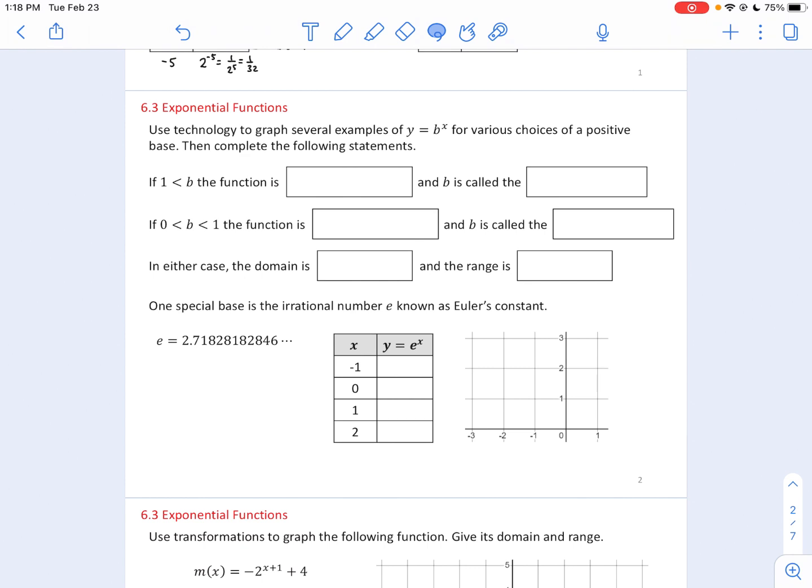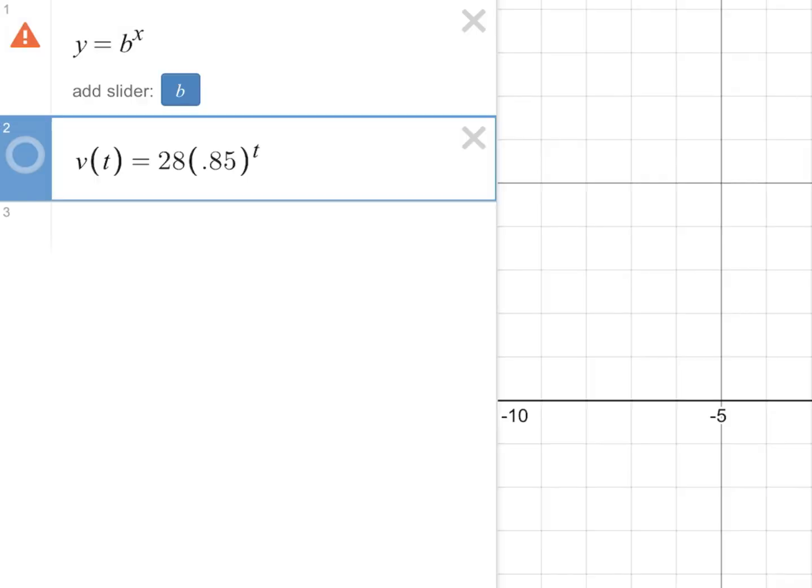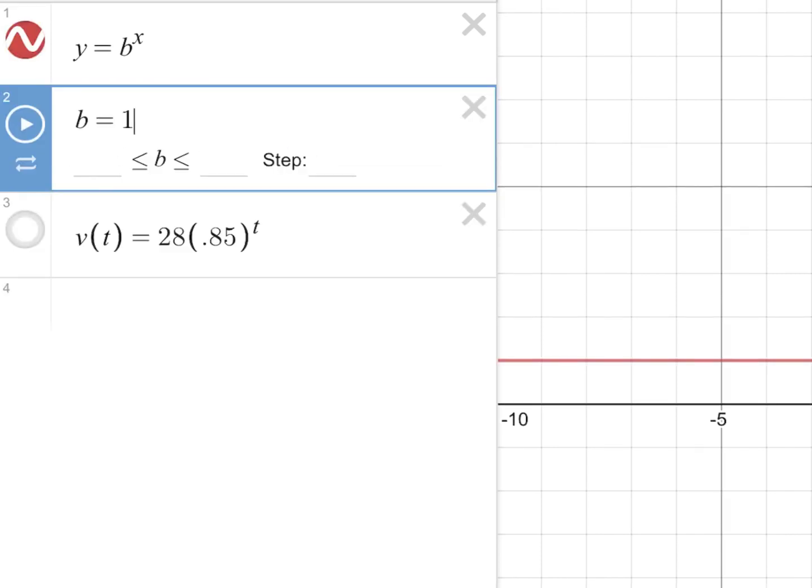Okay, now we're going to use technology to graph several examples of y equals b to the x for various choices of a positive base. Then we're going to complete the following statements. So I'm going to go to Desmos. I already have typed in y equals b to the x, and I'm going to add a slider for b. I'm going to change b so that it's only positive. So let's say that it'll vary between 0 and, let's just go to 10. And let's do a step size of 0.1.